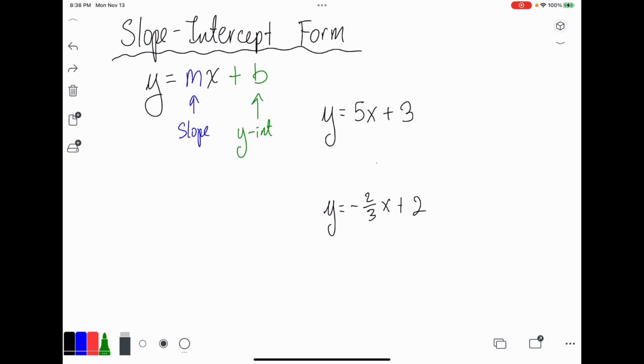So for example, going to these examples, notice the slope is going to be 5 in this case. Notice it's the number multiplying the x. And the y-intercept is going to be 3. So that's the point on the y-axis. Taking a look at the other line, you can tell here that the slope is going to be negative 2/3, and the y-intercept is going to be 2. So just by looking at the equation of the line, you can identify these two things.